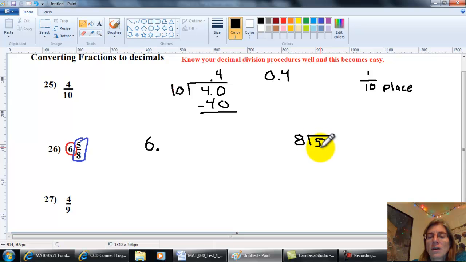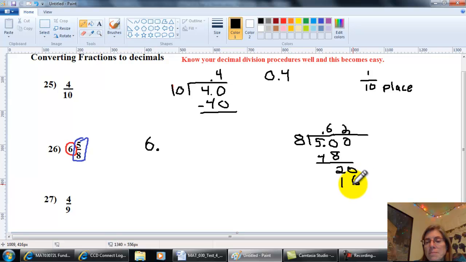8 into 5. So you can't do that, so you start adding zeros after the decimal point. So here's your first zero, 8 into 50. So 6 times 8 is 48. And let's see, 2, you still have a remainder, so you keep adding zeros. And 8 into 20 goes 2 times, which is 16. So then you have, borrow that, becomes 10, this becomes 1, so it's a remainder of 4.